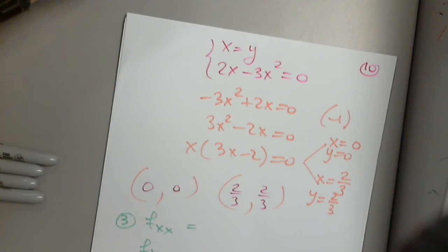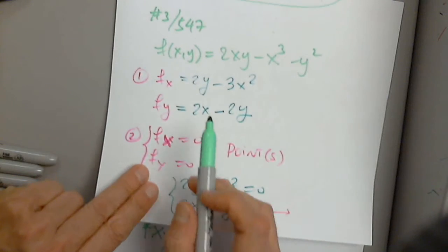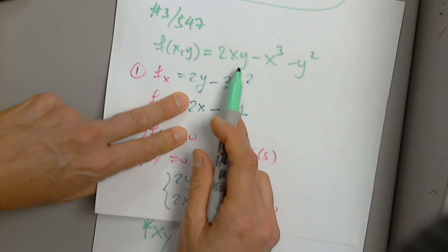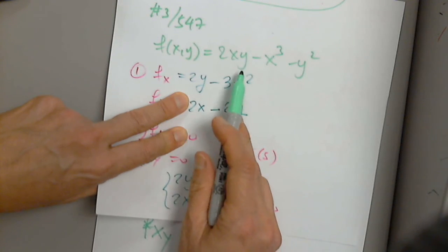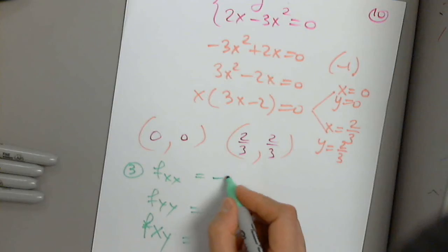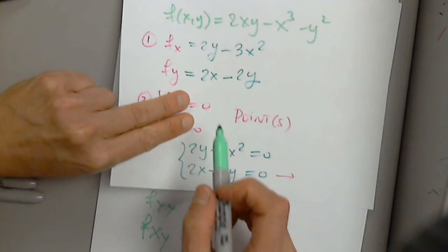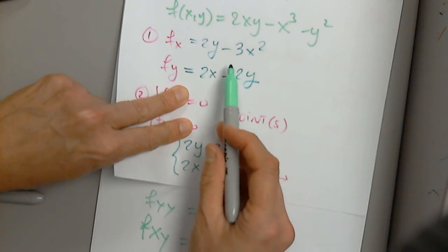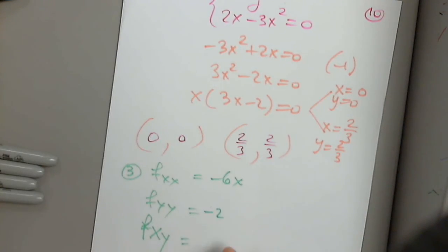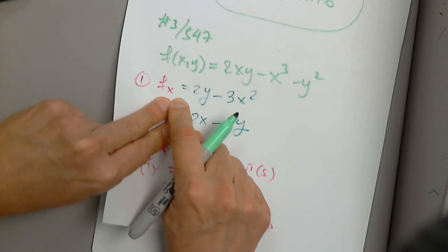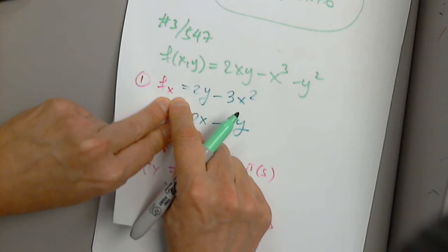Ready? So we go back to fx. We need to differentiate this one more time with respect to x only. So negative 6. Excellent. We go back here. We have to differentiate this with respect to y only. Negative 2. Excellent. And now we want to differentiate this with respect to y only. 2. That's it.